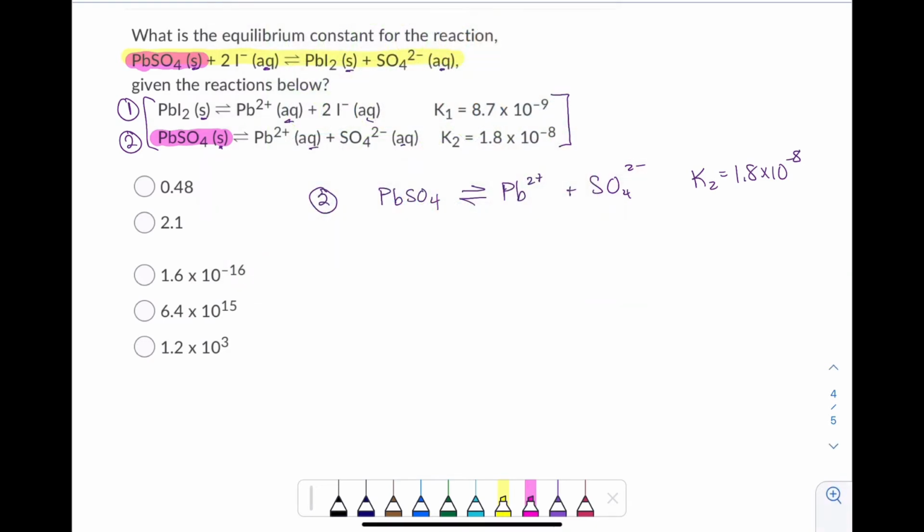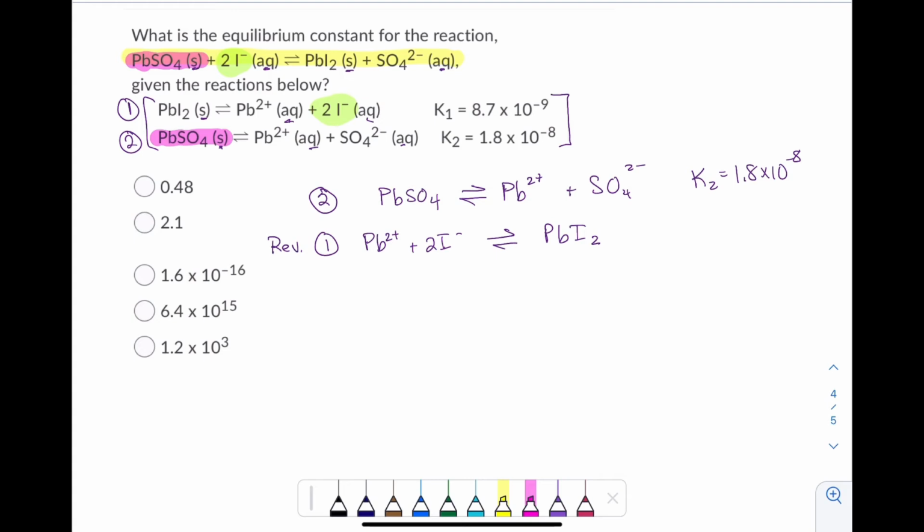Then I try to match something else. Again, I kind of go down the list. I can try to match I minus, and as I look down here in this bottom reaction, there it is. You'll notice that there's 2 of it, and I need 2 of it, but it's on the wrong side. I need it on the reactant side. Reaction number 1 has it on the product side. So I'm going to reverse reaction number 1. I'm going to rewrite reaction number 1 reversed. And there I have it. There is reaction number 1 reversed.